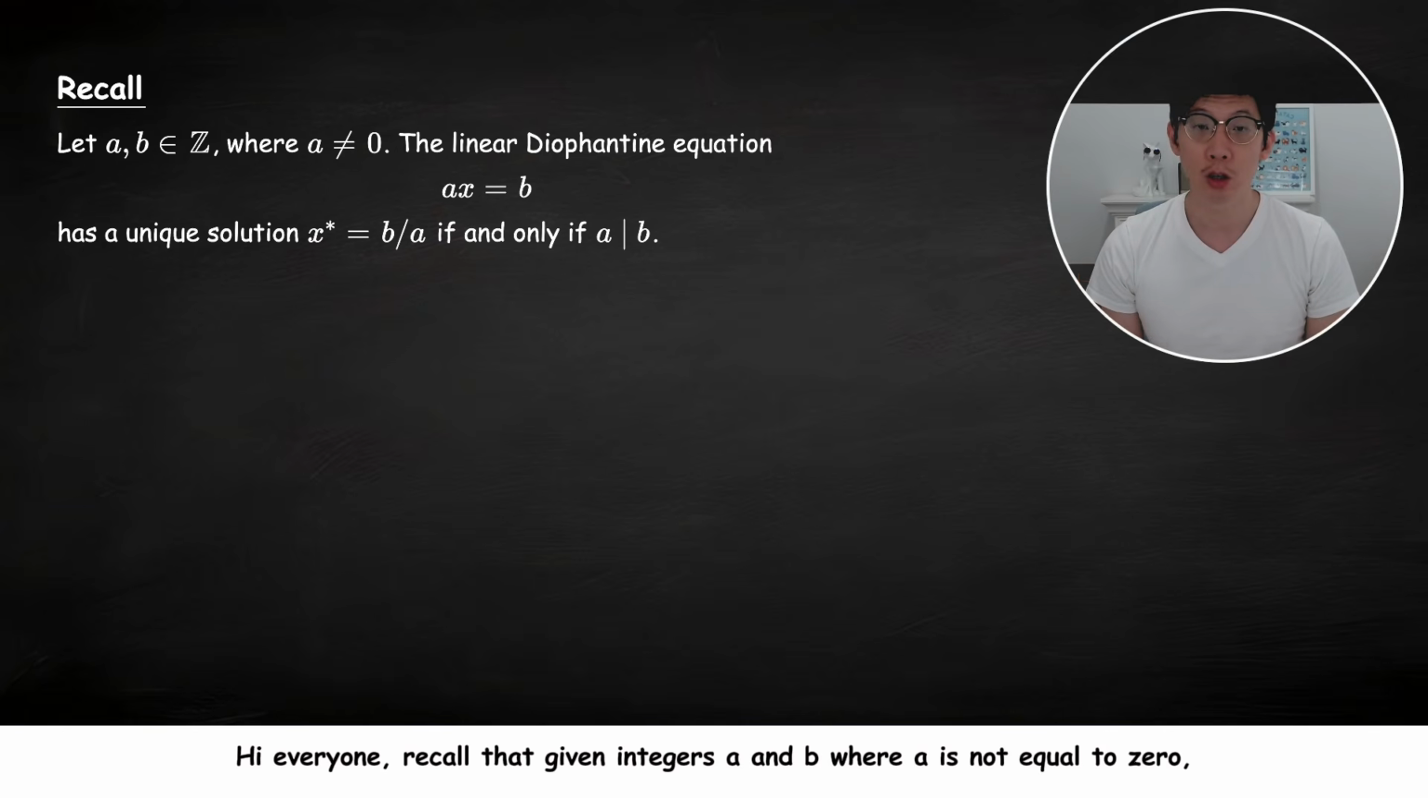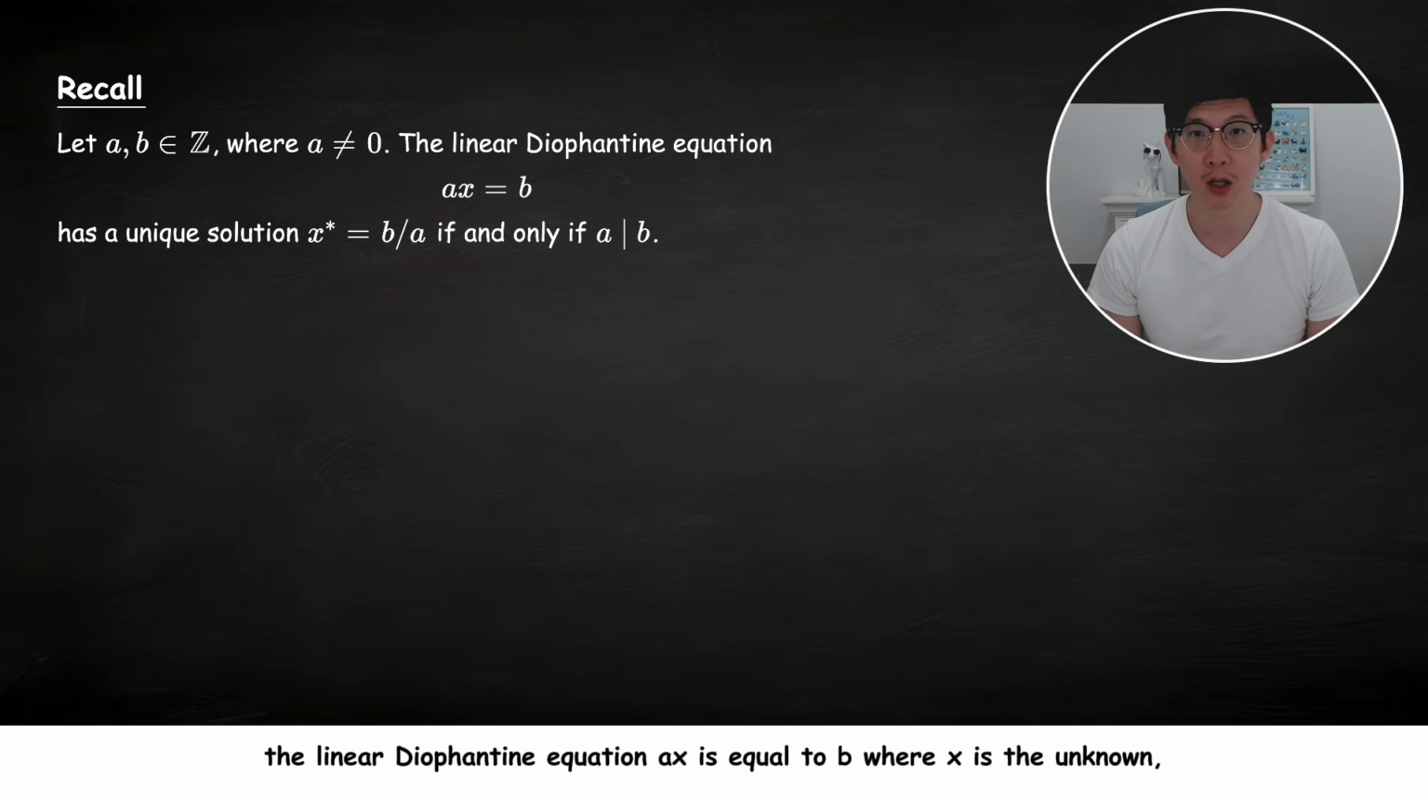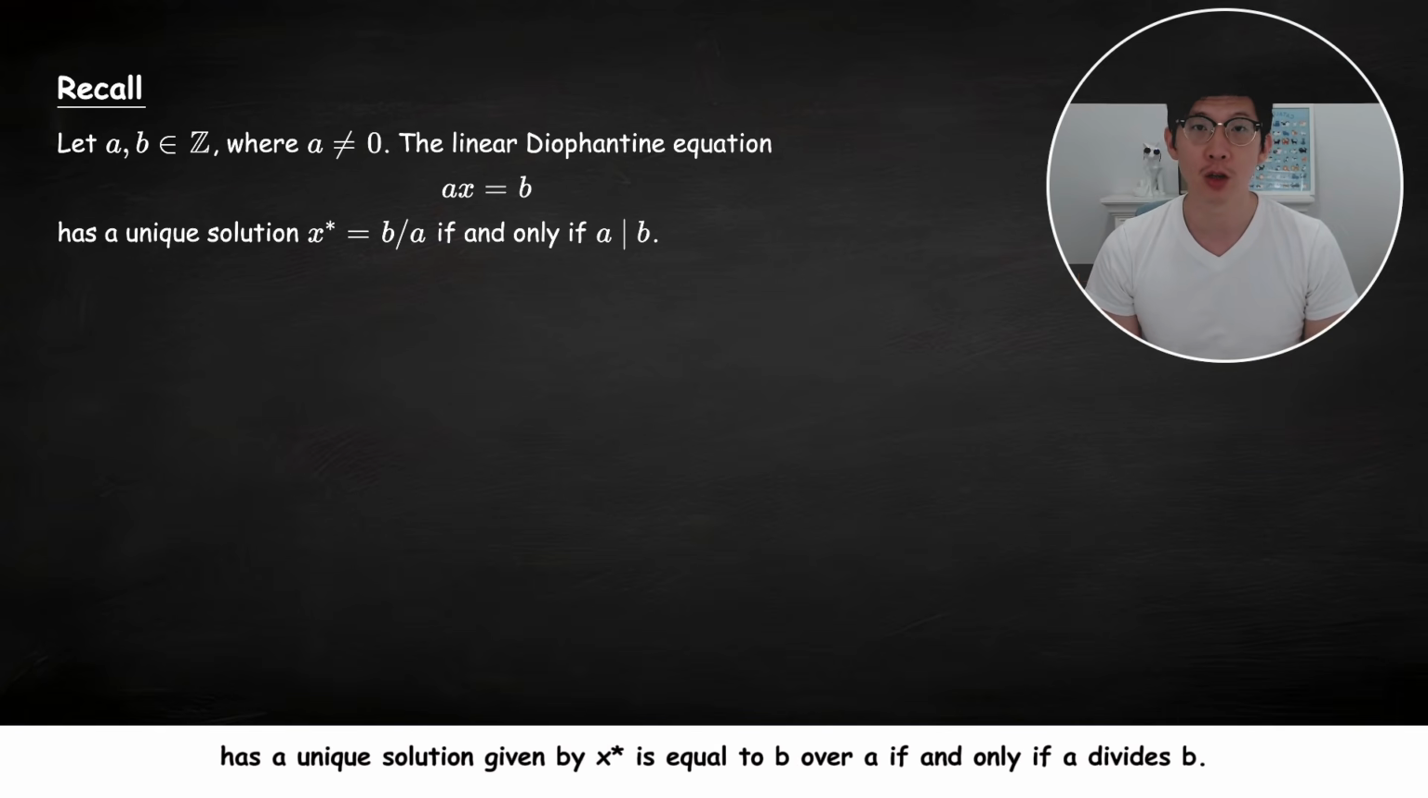Recall that given integers a and b, where a is not equal to 0, the linear Diophantine equation ax = b, where x is the unknown, has a unique solution given by x* = b over a if and only if a divides b.